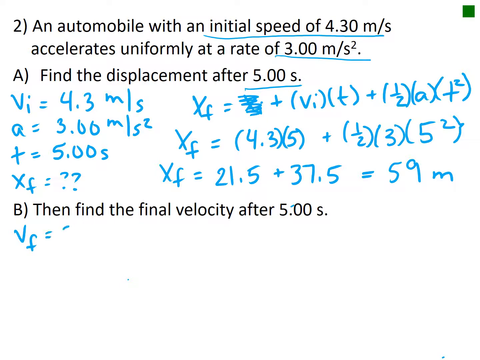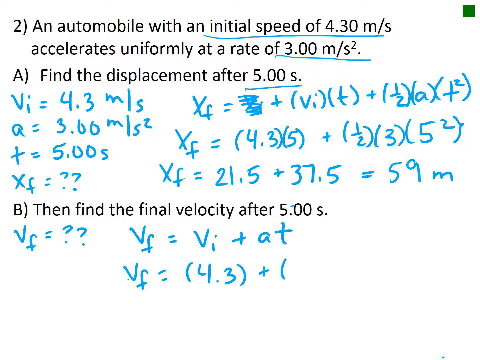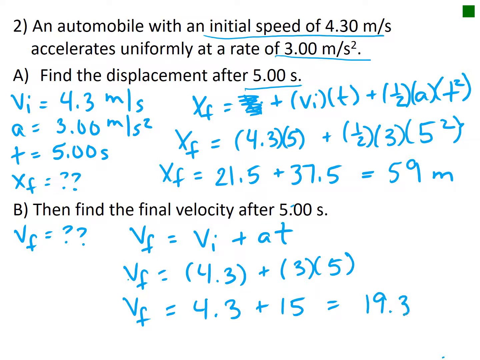All right. For part B, they want us to find the final velocity. So here we're solving for VF. So the easiest equation to use is going to be VF equals VI plus AT. So VF equals 4.3 plus 3 times 5. So VF equals 4.3 plus 15, which is equal to 19.3 meters per second.